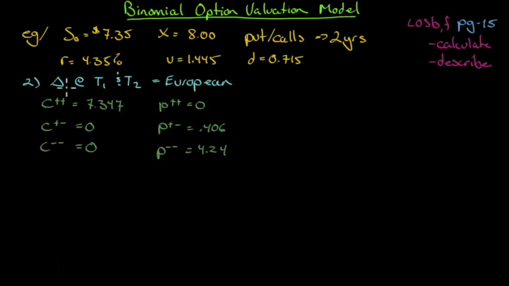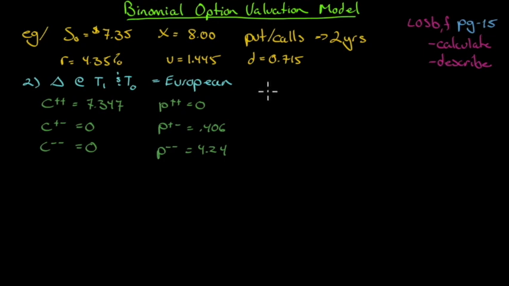All right, our next question is calculate delta at T1 and T2. Actually, sorry, that is wrong. T1 and T0. Let me change that on the fly. Calculate our deltas. All right, well, here's our C++, C minus, C minus minus, and again, our puts for that period of time. To calculate our hedge ratios, we need all that.